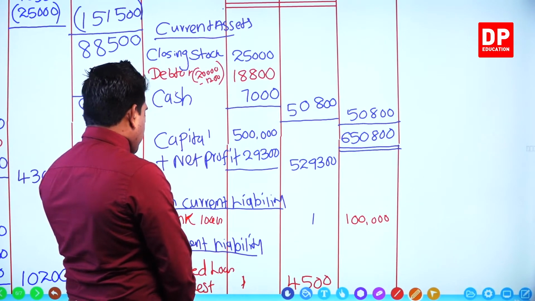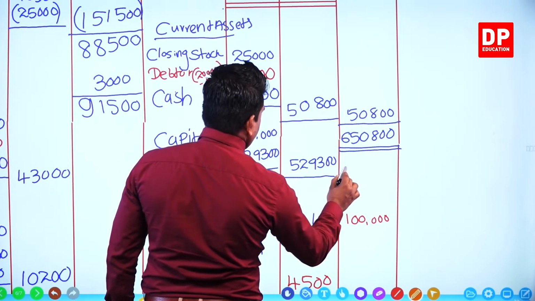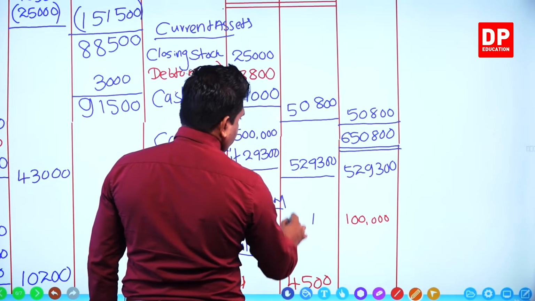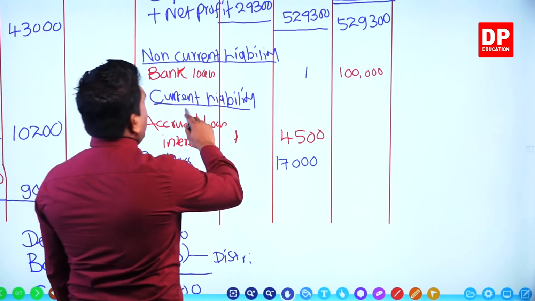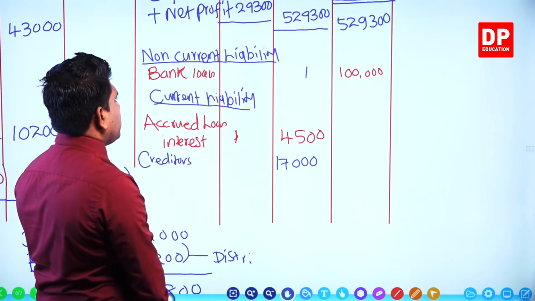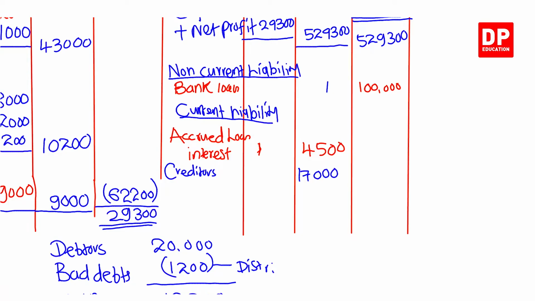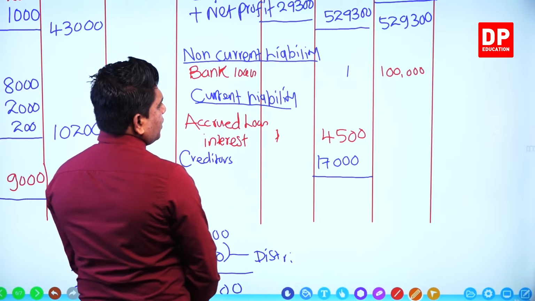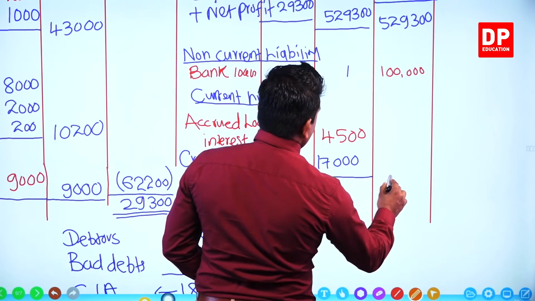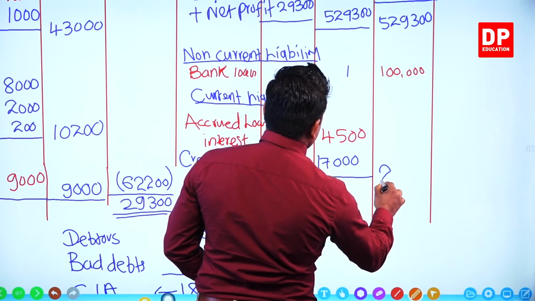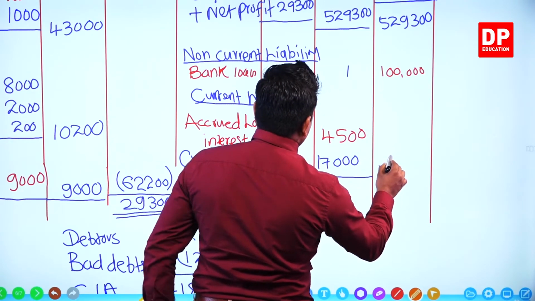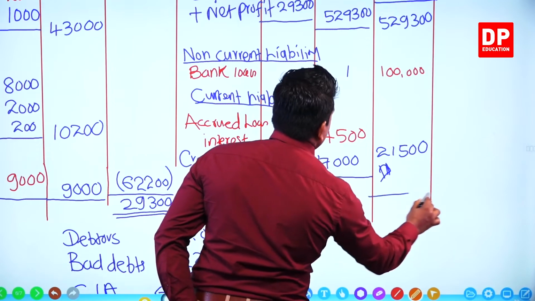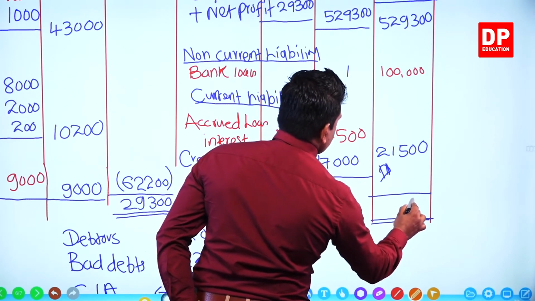Now we go to the next area. Here 529,300. Again we have to bring, right? Now bank loan 100,000. That's okay. Now we add these all. Here 23,000, 21,500, and finally you can get the total. Here 800.